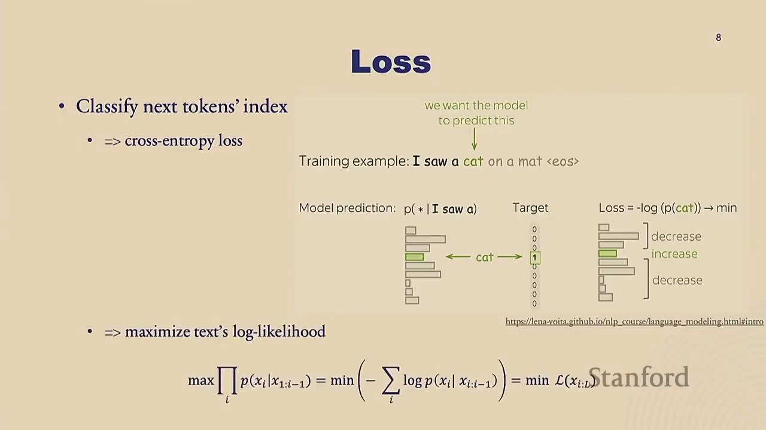One thing to notice is that, as you all know, this is equivalent to maximizing the text log likelihood, because you can rewrite the max over the probability of this autoregressive language modeling task as the minimum over, I just added the log here and a minus, which is the cross entropy loss. So minimizing the loss is the same thing as maximizing the likelihood of your text. Any questions?